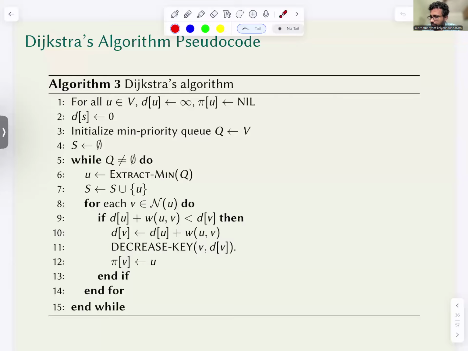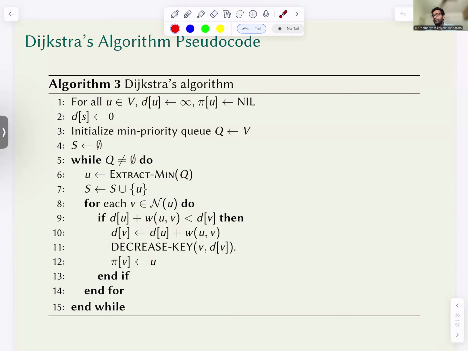So initially, the first vertex to be DQ'd will be a vertex with a minimum D value. Which is a vertex with a minimum D value? Yes, it'll be S, right? Because S has 0 and everything else has infinity. So clearly there is only one unique minimum, and that is added to the set capital S.